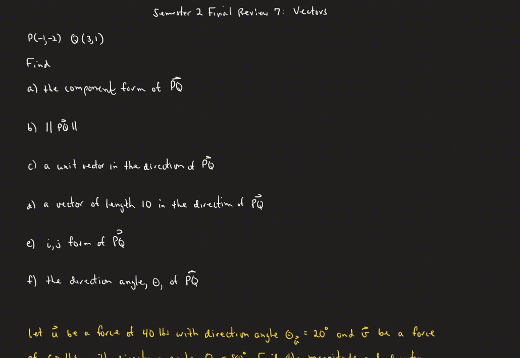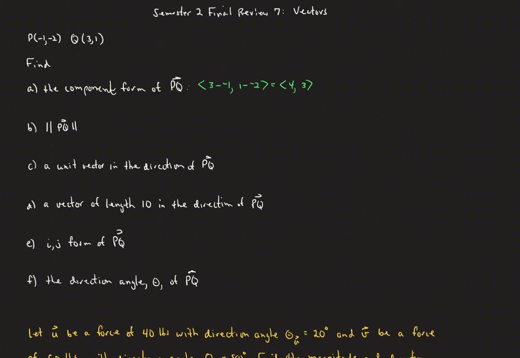This is Final Review 7 on vectors. So we're looking at the point that starts at P(-1, -2) and goes to Q(3, 1). To find the component form of PQ, we are going to go tip minus tail. So we're going to end at 3 minus beginning at -1, and 1 minus -2. So that would make our vector PQ be <4, 3>.